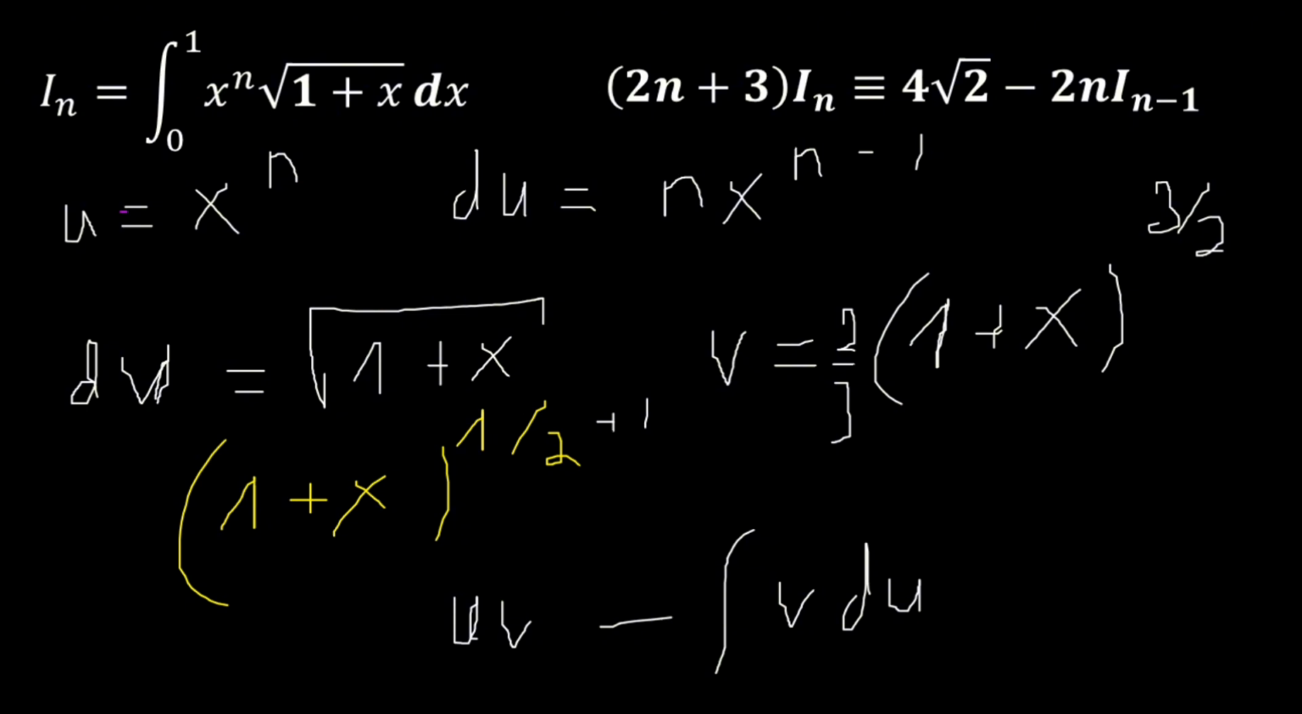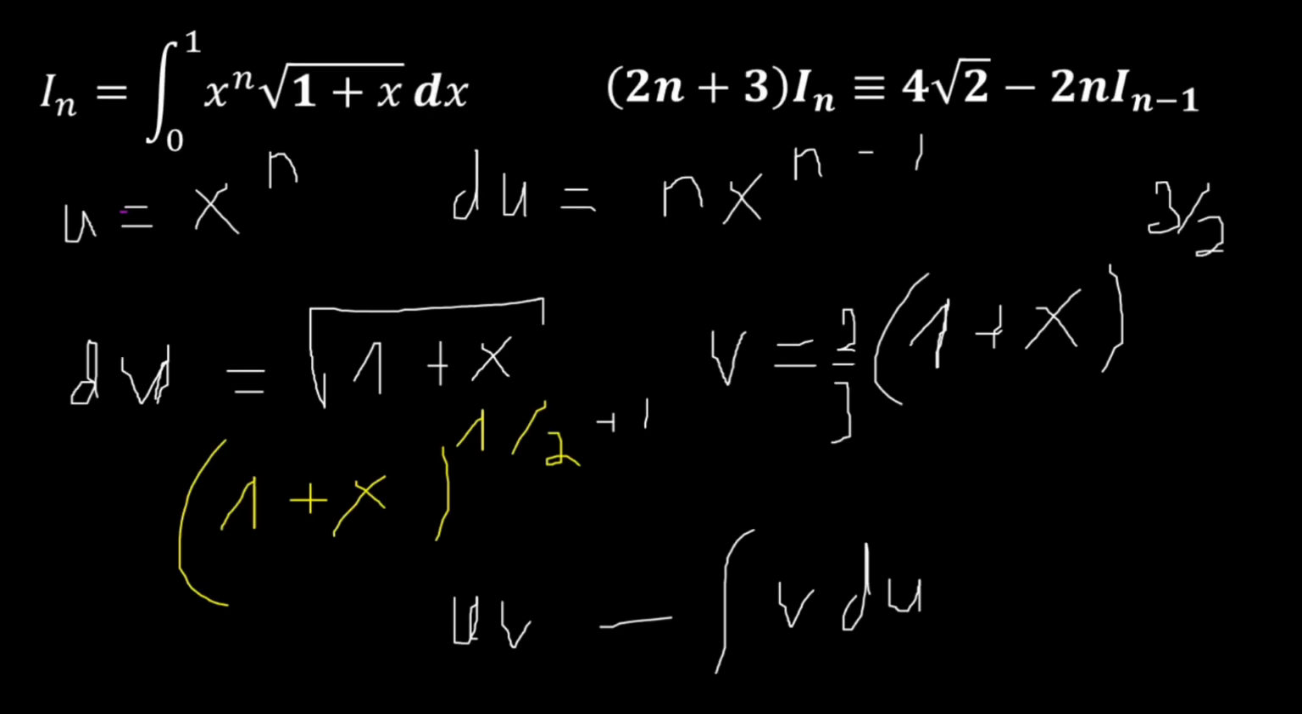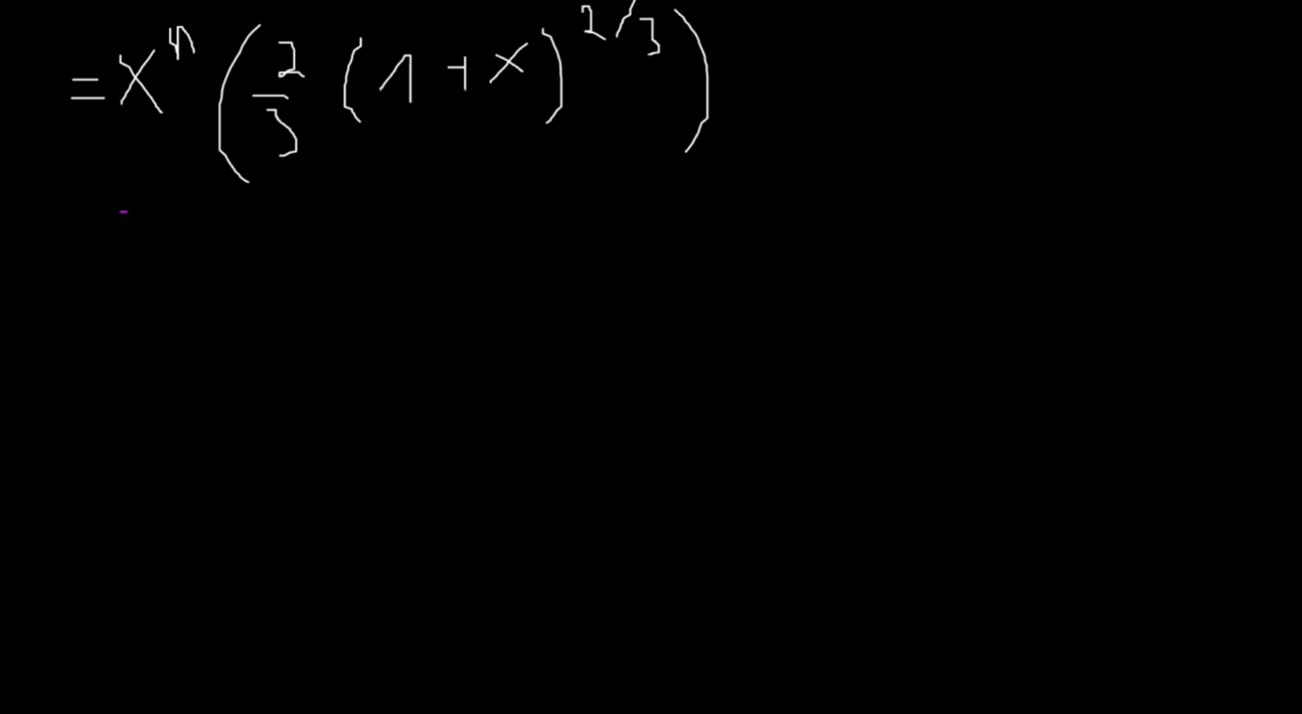Okay, here we have a limit from 0 to 1. Substituting back, u is what? That is x to the power n. So we have x to the power n times v, which is 2/3 times 1 plus x to the power 3 on 2. Since we have limits from 0 to 1, we can directly solve this one.